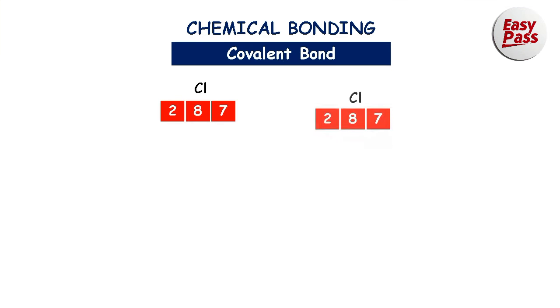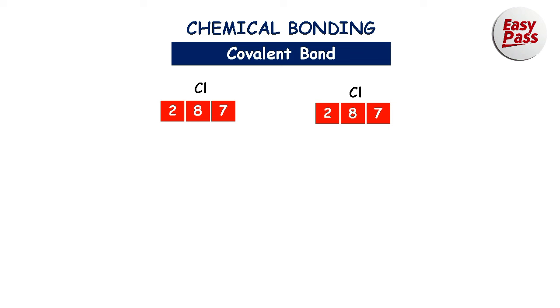An example of a covalent bond is found in the chlorine molecule. We have here chlorine, with the configuration 2, 8, 7. This is a chlorine atom, and this is another chlorine atom. This chlorine atom wants to belong to group 8, and this other chlorine atom also wants to belong to group 8.